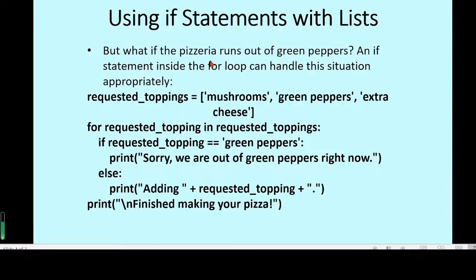But what if the pizzeria runs out of green peppers? An if statement inside the for loop can handle this situation properly. So this is requested_topping, and in the for loop we can test using an if statement. So if requested_topping equals green peppers, then the message, sorry, we are out of green peppers right now, will be printed out. Otherwise, if this test fails, which means the requested topping is not equal to green peppers, then the message adding this requested topping will be printed out.